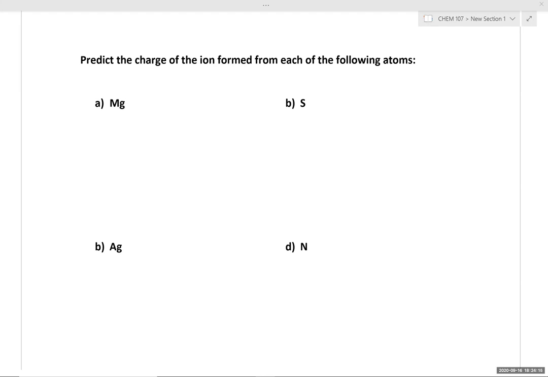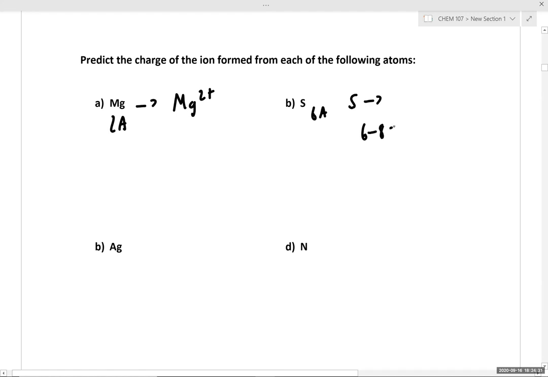Okay, so let's discuss. So magnesium is a group 2A element. So magnesium would prefer to form magnesium 2 plus. Sulfur is a 6A element. Sulfur would prefer to form 6 minus 8, minus 2, which is sulfur 2 minus. Silver, it's a fixed charge transition metal, so it will prefer to form silver plus. And nitrogen, being a 5A element, 5 minus 8 gives us -3, and nitrogen prefers to form nitrogen 3 minus.